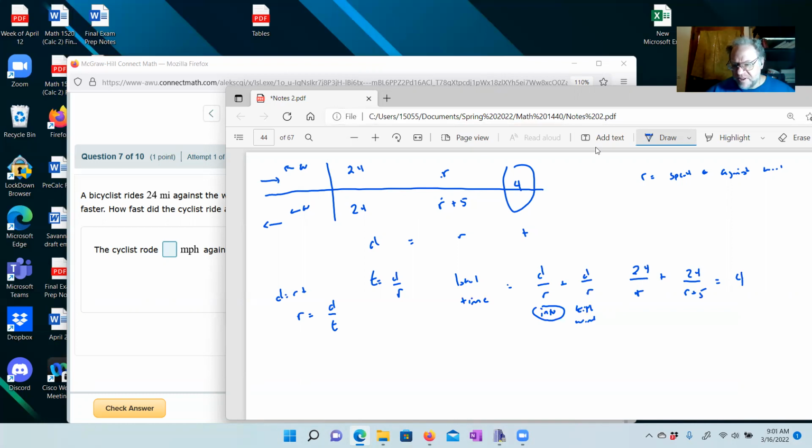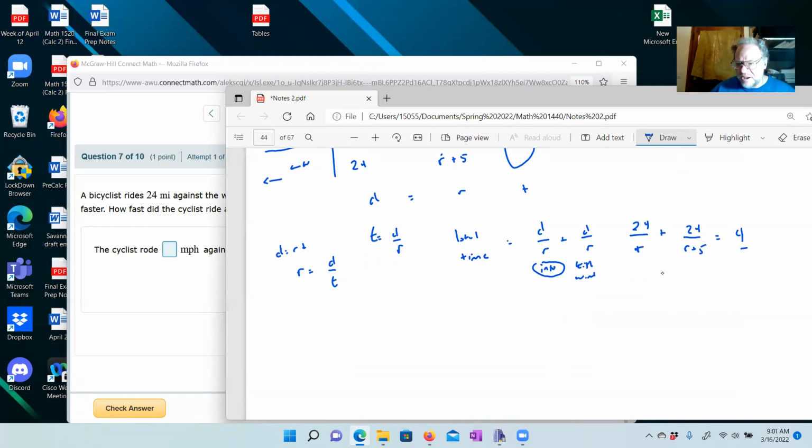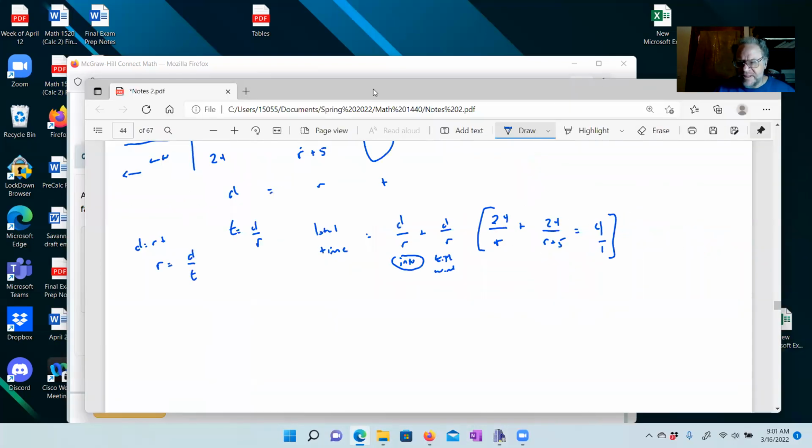Okay, so we've got another equation here. We have a common denominator of R times R plus 5. That's our denominator. We're not going to worry about the 1. Okay, and all I'm going to do is clear the fraction. So this is going to be 24. This R cancels. So we have 24 times R plus 5 plus, and then this 24, and then the R plus 5s cancel. We just have R. It's this one. And this is equal to 4, and then this is R plus 5.